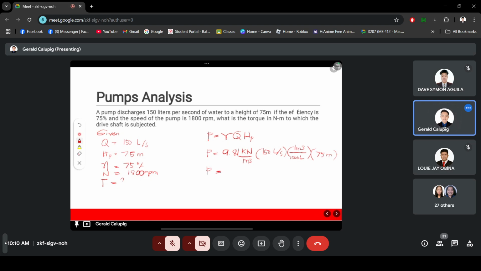Paki-compute po. We can have 110.3625, right? Kilowatts. Okay?